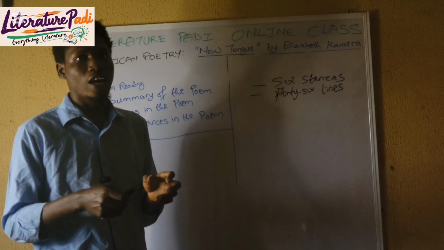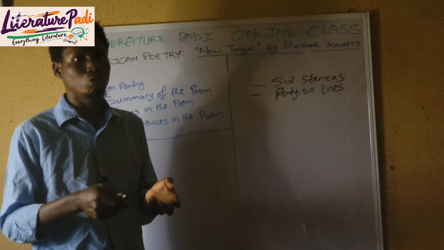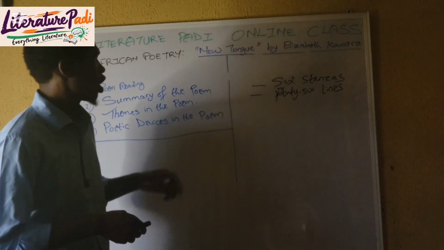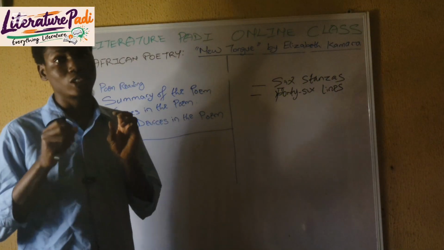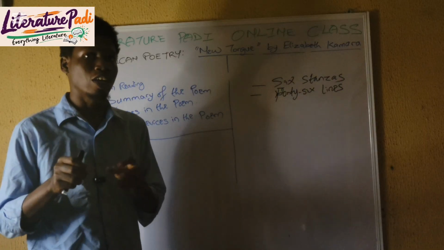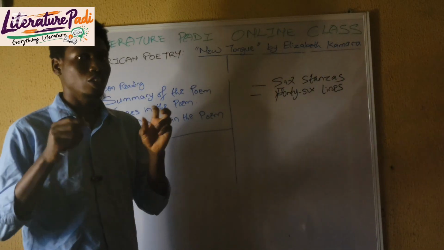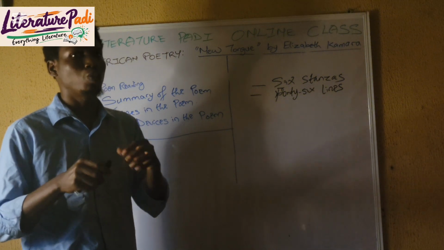So this is the generation being portrayed in Elizabeth Kamara's poem. This is just to tell you that the reference to these two texts, The Lion and the Jewel and Vanity, is to show that this poem is not written in isolation.